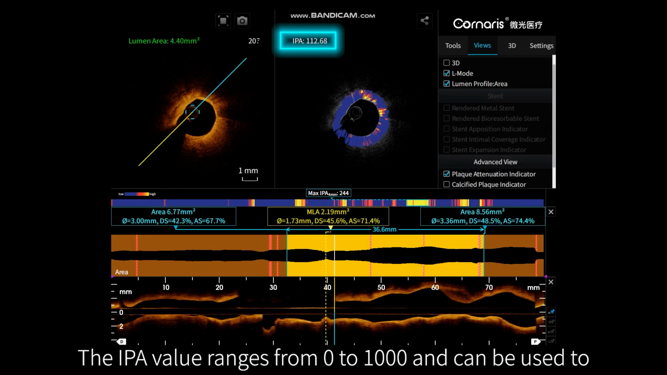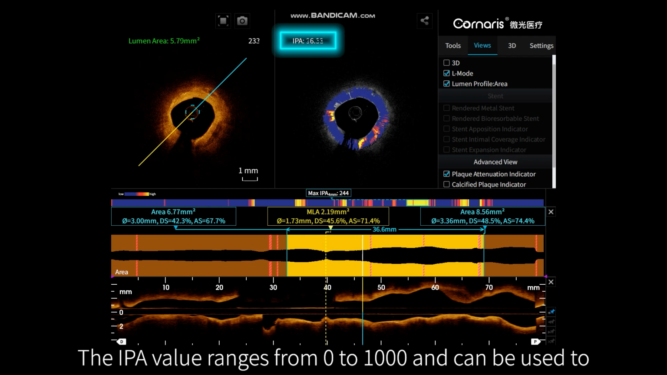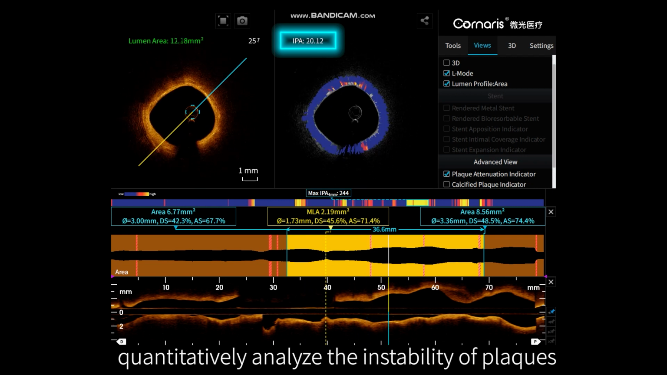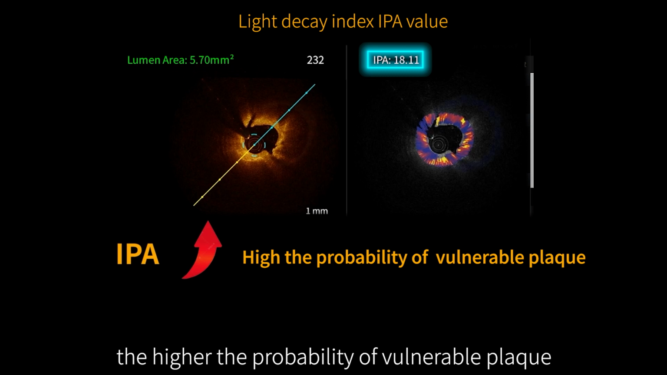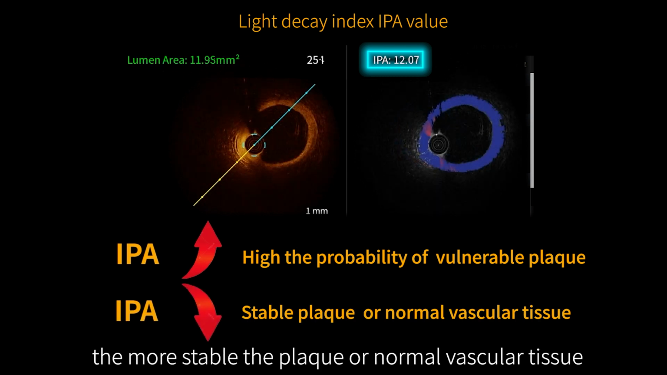The IPA value ranges from 0 to 1000 and can be used to quantitatively analyze the instability of plaques. The higher the IPA value, the higher the probability of vulnerable plaque. The lower the IPA value, the more stable the plaque or normal vascular tissue.